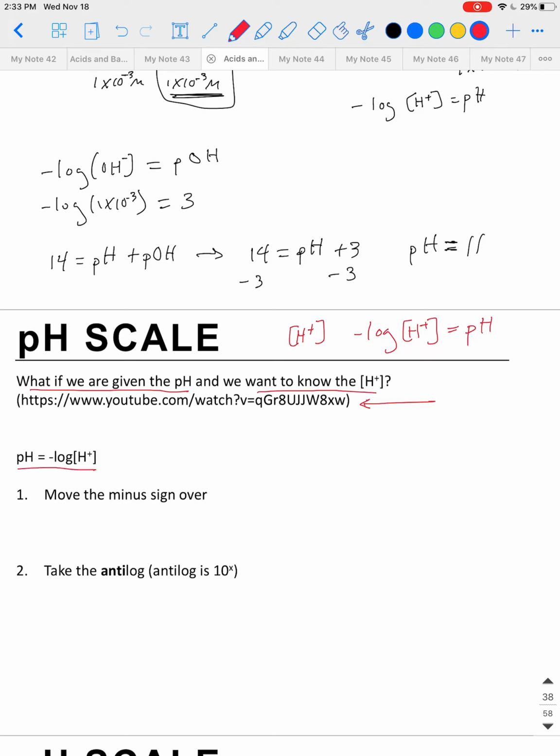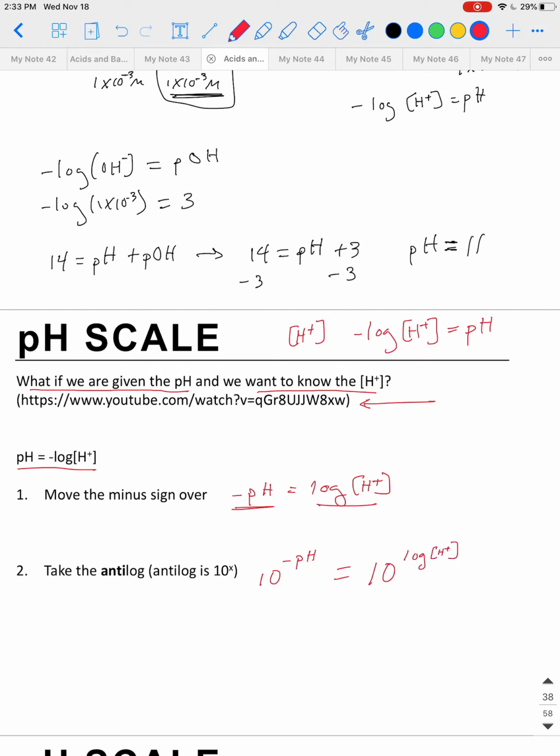So here's our equation, pH equals negative log H+. The first thing we're going to do is move the minus sign over. If pH equals the negative log, then negative pH equals the log of the concentration of H+. Secondly, you take what is called the antilog. In an antilog, you use base 10 and raise it to the exponent. So on the left side of the equation, we raise 10 to negative pH as our exponent, and we do the same thing on the right side, 10 with the log of H+ as our exponent.